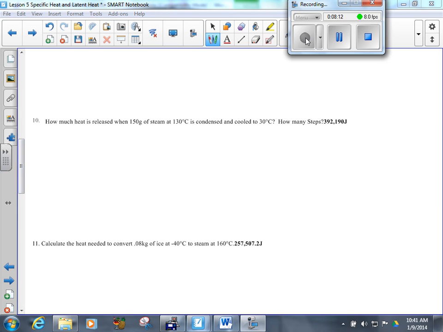Okay, so for number 10, our mass is 150 grams, and we have steam at 130, and we're cooling it down, condensing and cooling it down to 30 degrees Celsius. So again, draw quickly our heating curve here. We're starting way up top this time, and we're going down to 30 degrees. So that is cool the steam, condense the steam, cool the water. How many steps? 3. This step here involves a temperature change. So step 1 will be an E equals mc delta T problem.